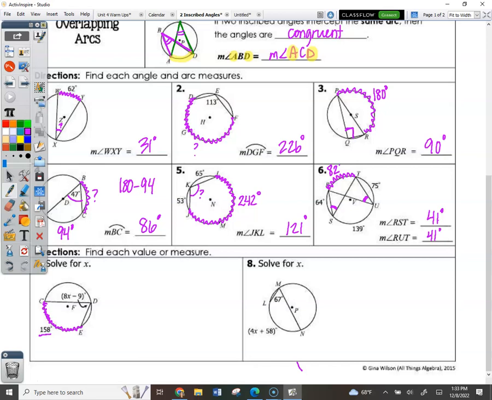Go with me? Following? I feel like I'm losing some of you. If that's 158, come inside the circle, then the angle that it opens up to, that creates it, would measure, do I half it, double it, or equal it? Half it. I half it. What's half 158? 79. So that angle has to be 79. Now you've just created your equation. 8x minus 9 has to equal 79, and that's what you solve.